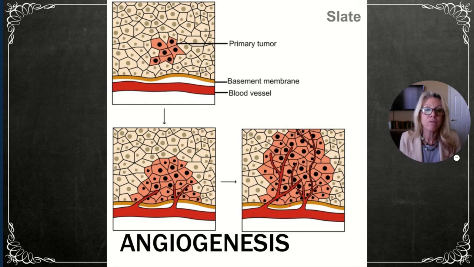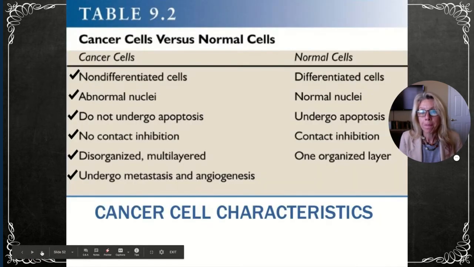And then it could gain further mutations that would allow it to spread to a secondary site, and that is called angiogenesis. So when a tumor cell acquires additional mutations that allow it to direct the growth of new blood vessels to the tumor, new blood vessels to the tumor.